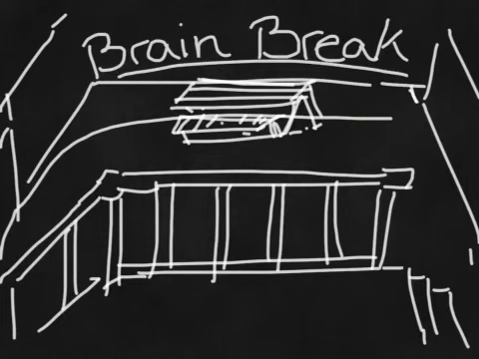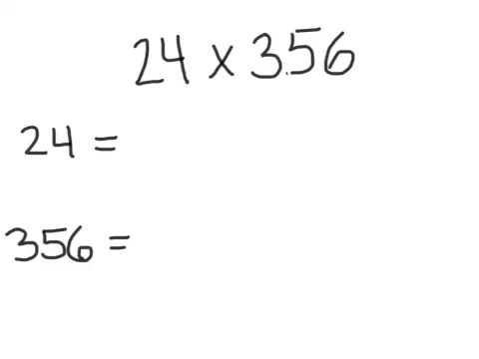I feel like that's a pretty good brain break. So let's go ahead and move on to our last problem. Okay, so we have our two numbers. Now, this time they're a little different because they're in a different order. We have our 2-digit number first and our 3-digit number second. So let's take our 2-digit number and split it into its expanded form. 24 becomes 20 plus 4.